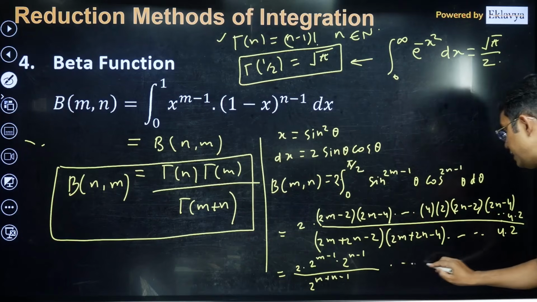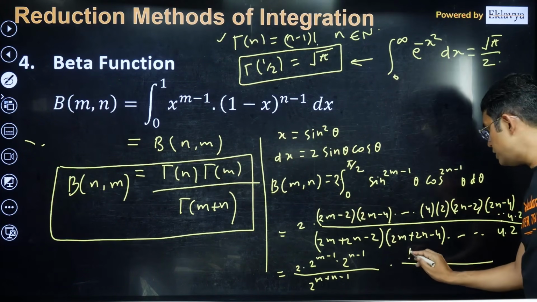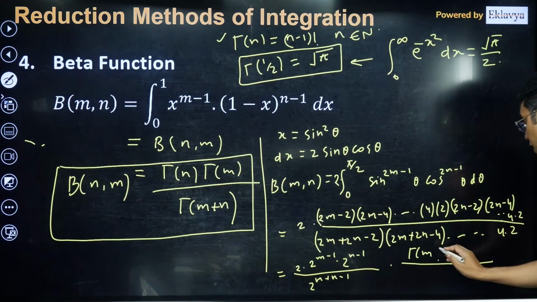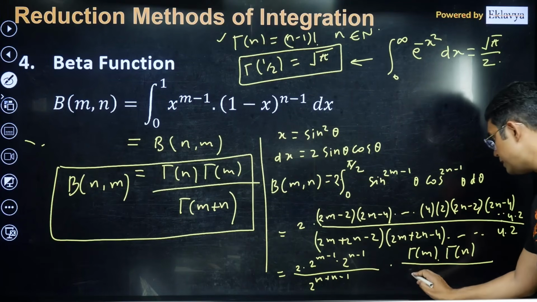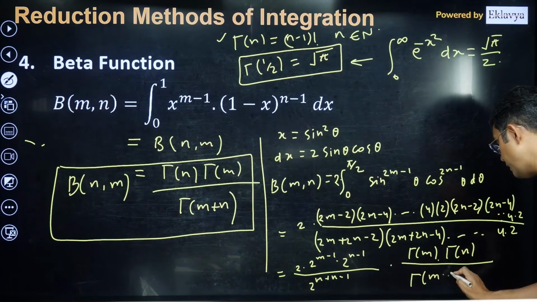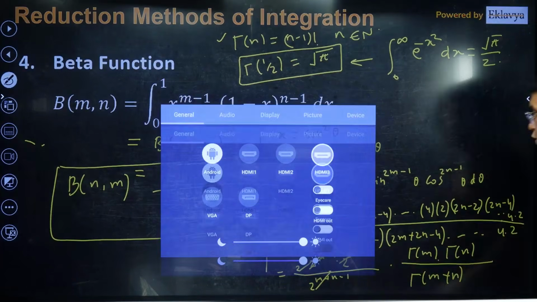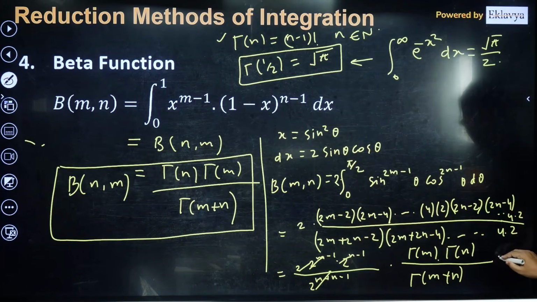And after that, I can write it directly because it is m minus 1 factorial after that. So it is gamma m. And this is n minus 1 factorial, so this is gamma n. And for the denominator, it is gamma m plus n. And you can see these powers are getting cancelled. So we are getting beta mn equal to this thing.